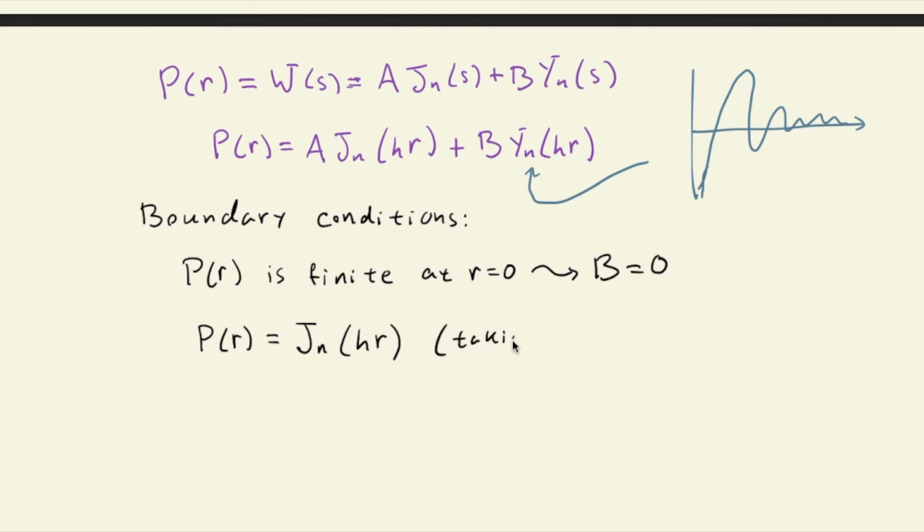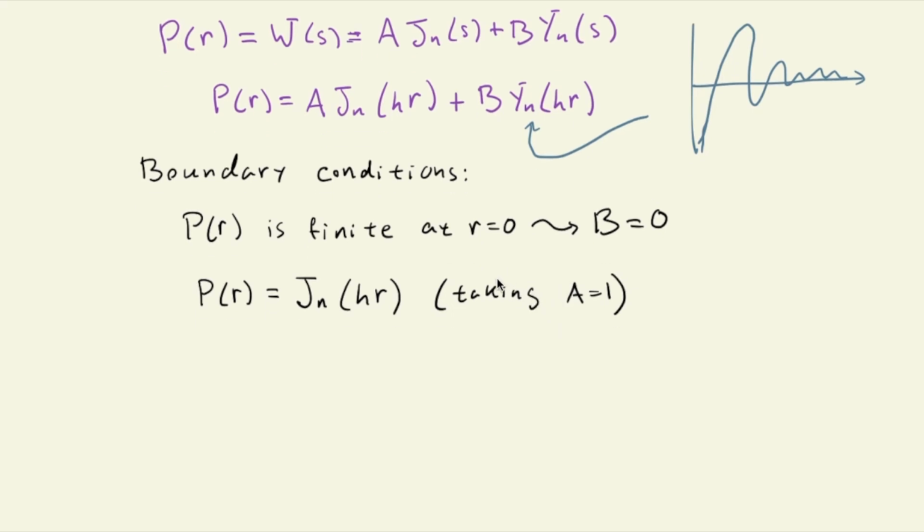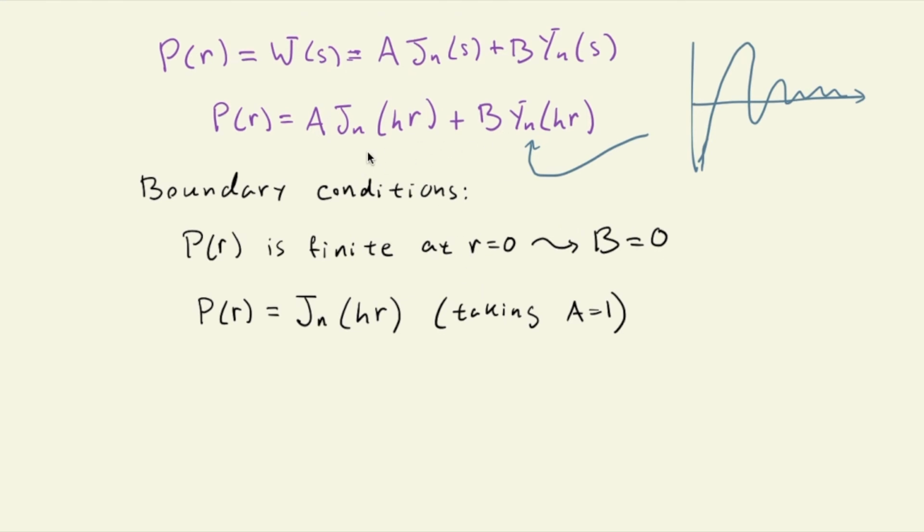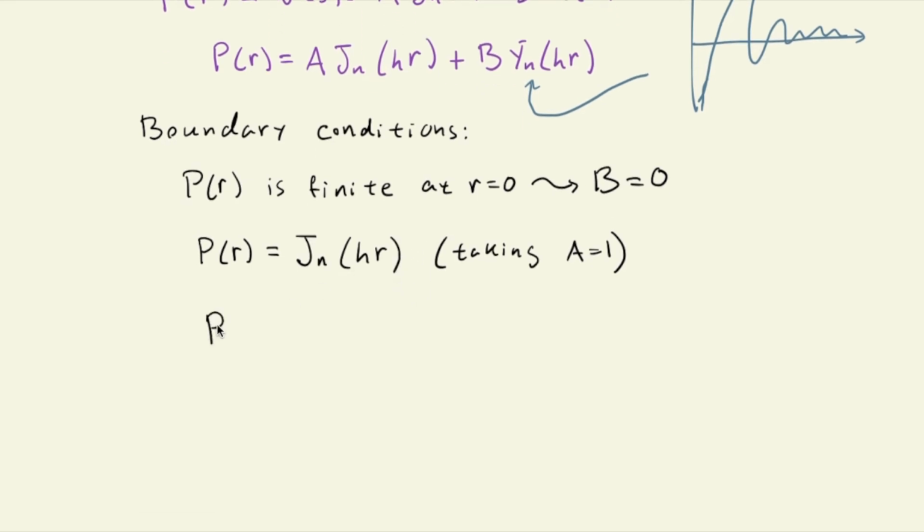You can just take the multiple to be 1. Taking A equal to 1. That's okay. In the end, we're going to get constants from G. So when doing P and Q, you don't need these constants. They are superfluous. Okay, but the other boundary condition is that P of R is 0. Which means now that P is equal to this, that J_n(hR) has to be equal to 0.